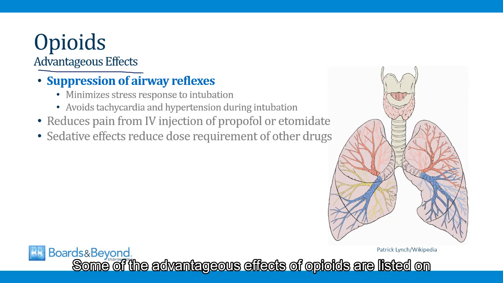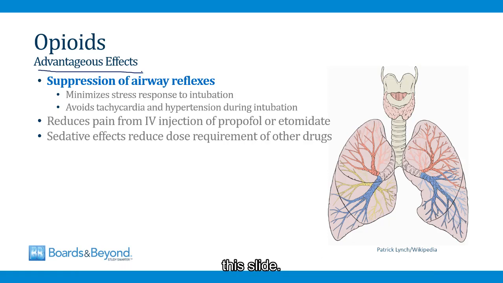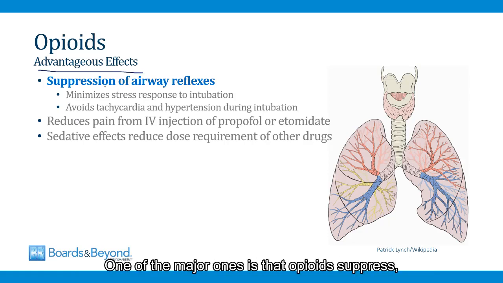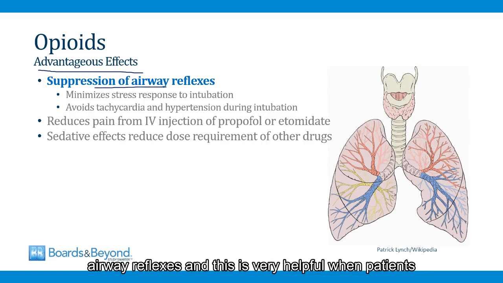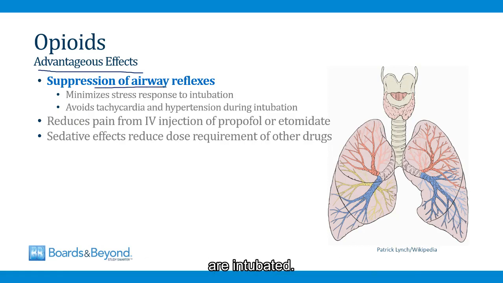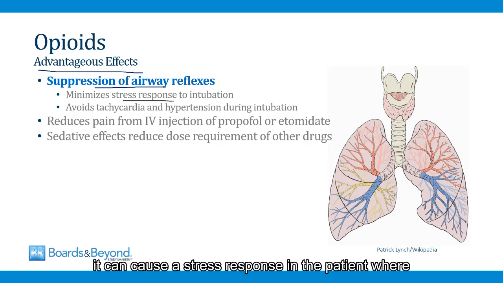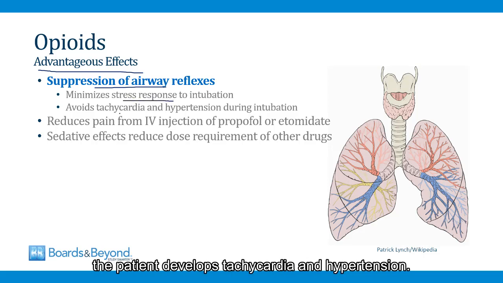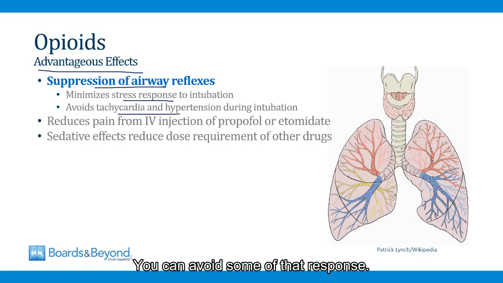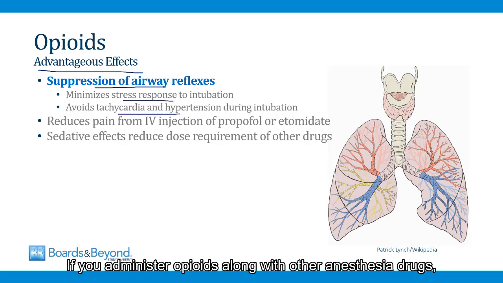Some of the advantageous effects of opioids are listed on this slide. One of the major ones is that opioids suppress airway reflexes, and this is very helpful when patients are intubated. Having a tube in the throat is very irritating, and it can cause a stress response in the patient where the patient develops tachycardia and hypertension. You can avoid some of that response if you administer opioids along with other anesthesia drugs.